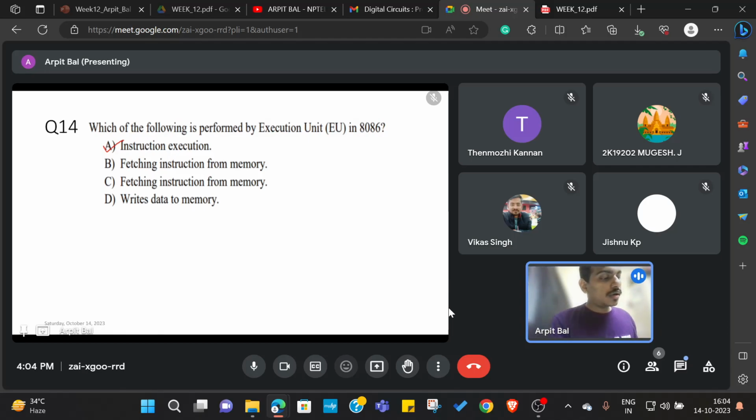Then for the execution unit in 8086, which of the following is performed? It is the instruction execution that is performed by this unit. So this is what we covered in today's session.